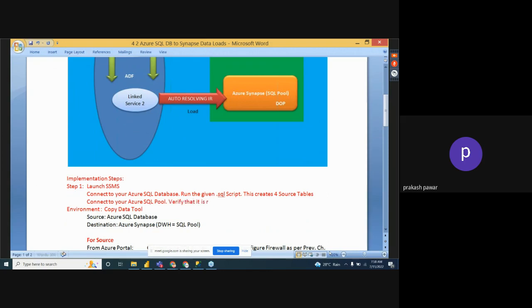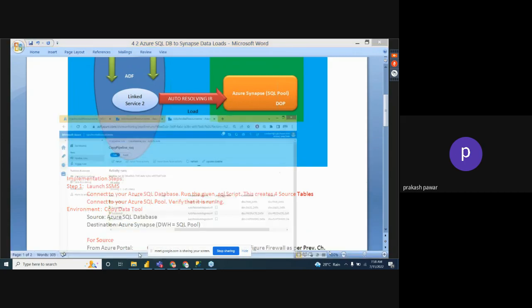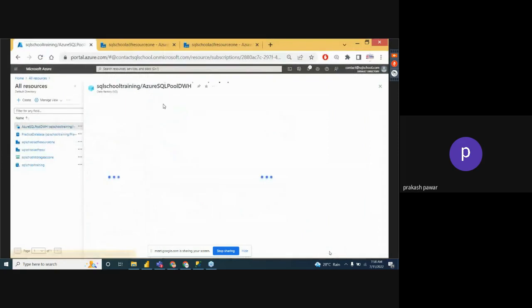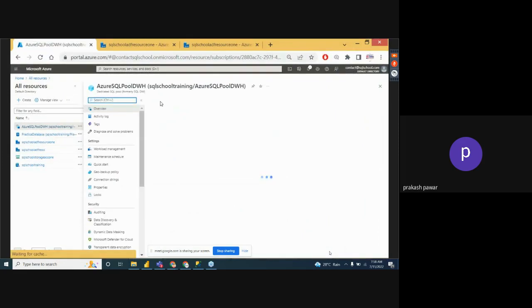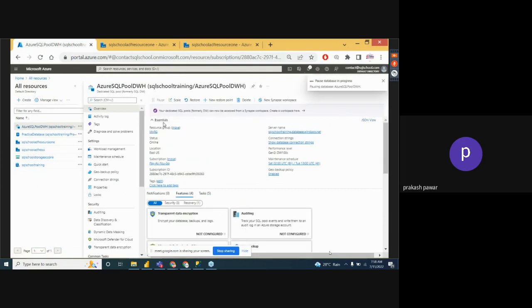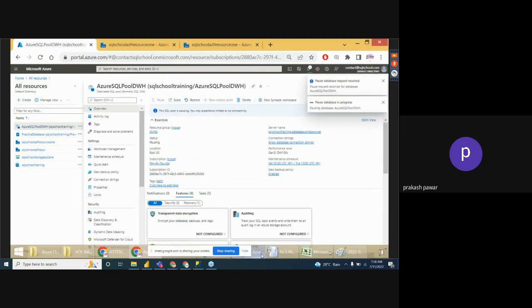verify that it is running. Remember the other day we actually paused the pool, right? You remember? Remember the other day, last time, yes, I actually paused it. Yes, sir. So the example you pause it. Before the example, make sure it is on.